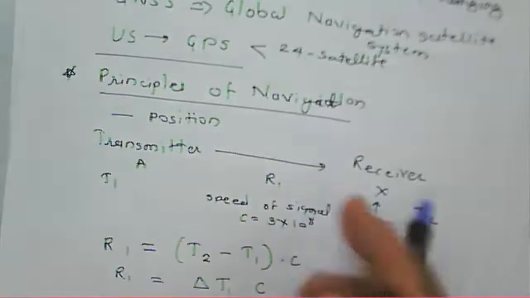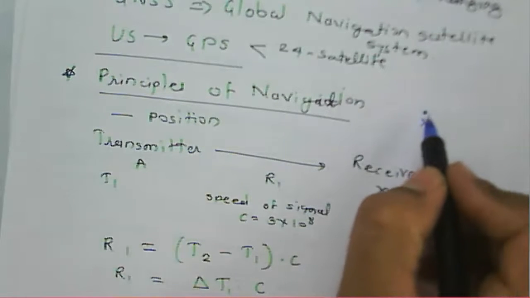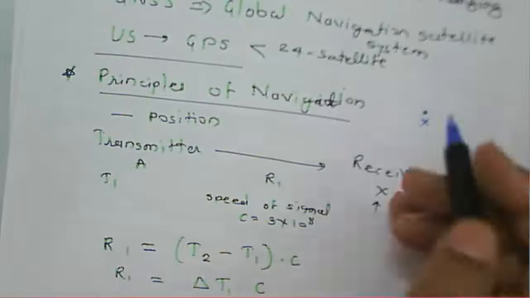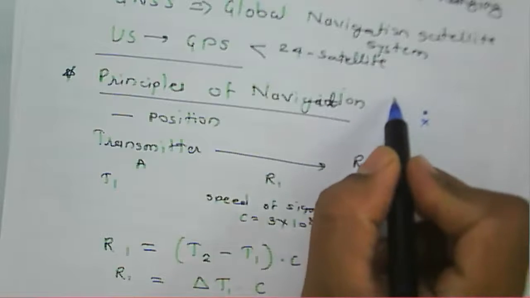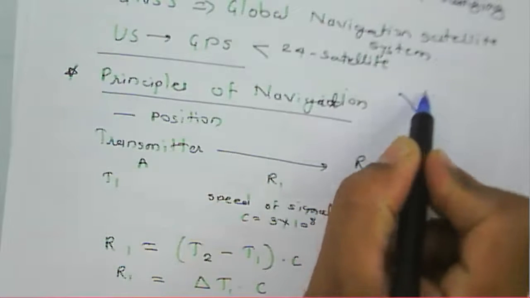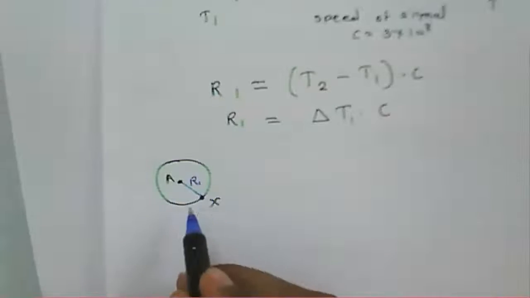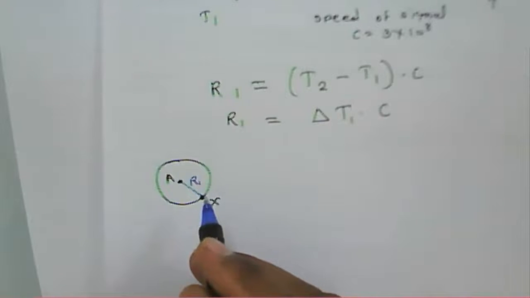So now where is that receiver? We don't know, but we find out this position because we are receiving a particular signal. Where the receiver is, we don't know, but according to the distance between the two, we can draw a particular radius. So similarly here, we draw a circle with radius R1 from the transmitter.